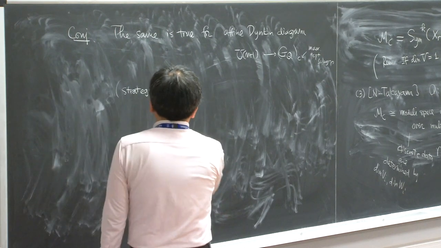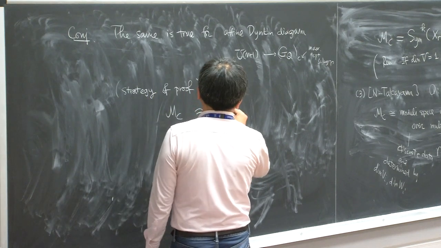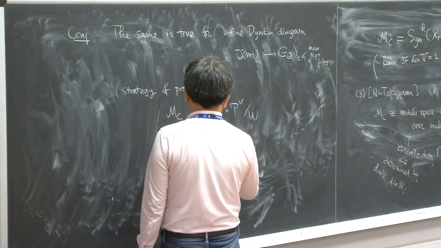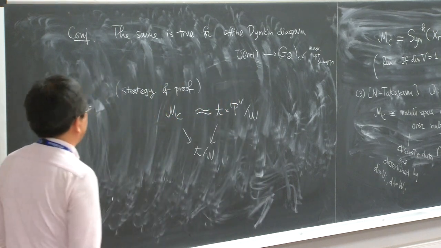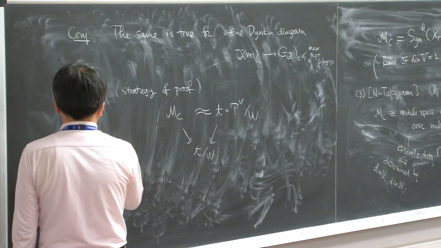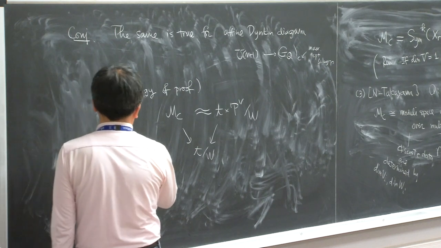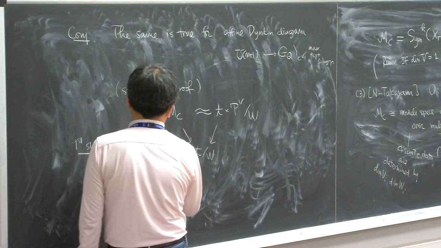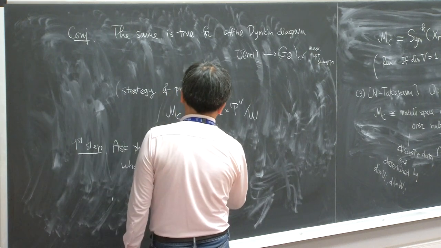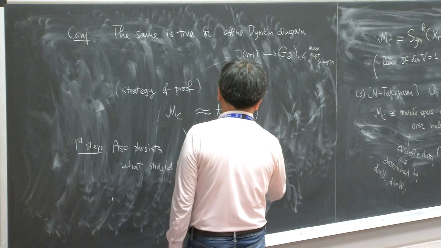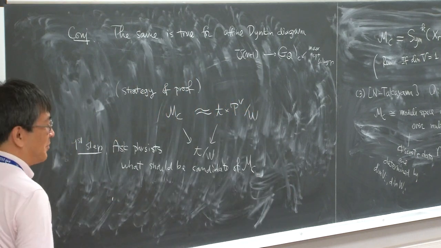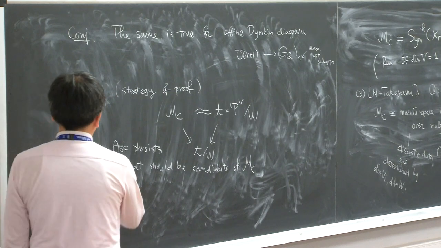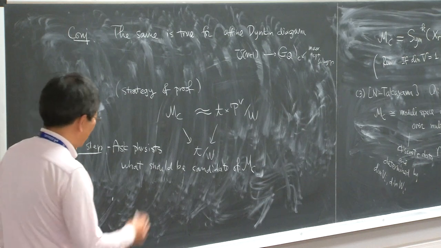So, strategy of proof. So we have M_C and T cross T check W, and we have T W. First step, ask physicists what should be the candidate of M_C. We don't have any good methods to know what should be a candidate. I mean, sometimes we could, but our technology is very much limited. So for example, Amiha is a good friend.